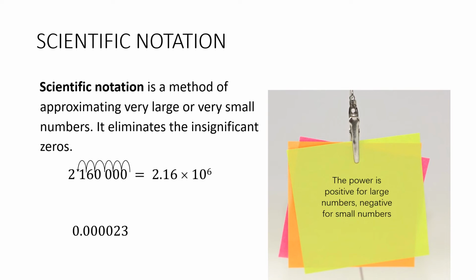We can also do it with small numbers. Again, move the decimal point to after the first significant figure, so 2.3. We're going to multiply by 10, but this time it's going to be a negative power, and we're moving how many positions?